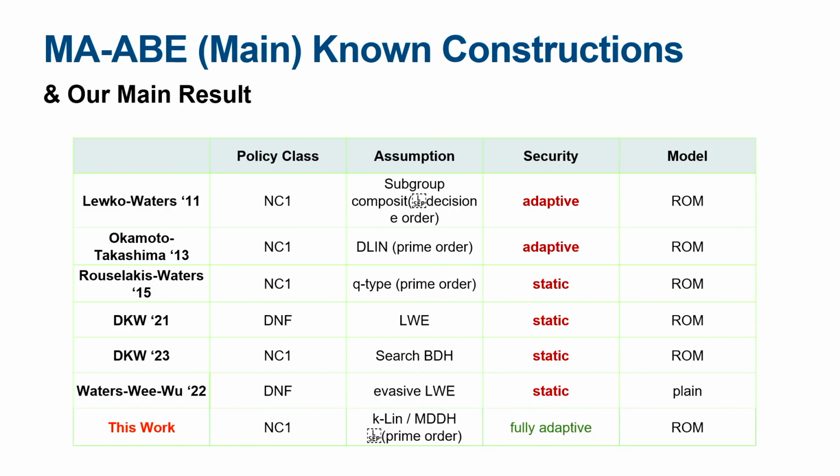Our main result is the construction of a multi-authority ABE system supporting NC1 policy structures based on standard assumptions in prime order bilinear groups, and we achieve the strongest possible notion of security that we call fully adaptive.